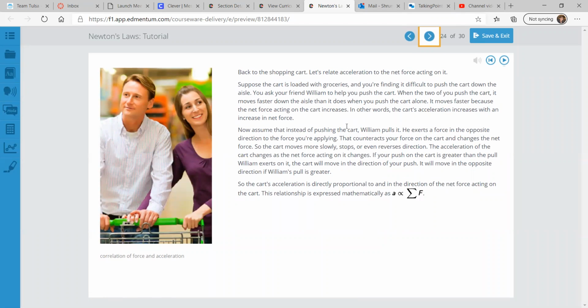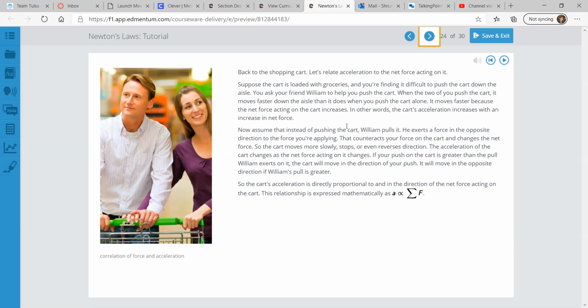And how can you relate acceleration to the net force acting on the shopping cart? So picture you've loaded it with groceries and you're finding it difficult to push the cart down the aisle. You ask your friend, William, to help you push the cart. When the two of you push the cart, it moves faster down the aisle than it does when you push the cart alone. It moves faster because the net force acting on the cart increases. In other words, the cart's acceleration increases with an increase in net force.